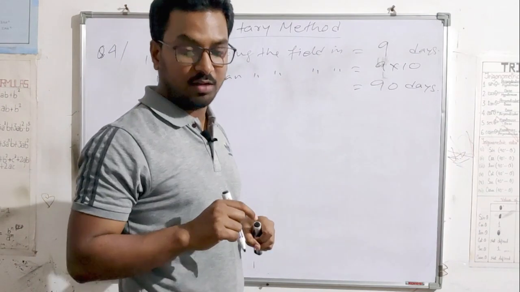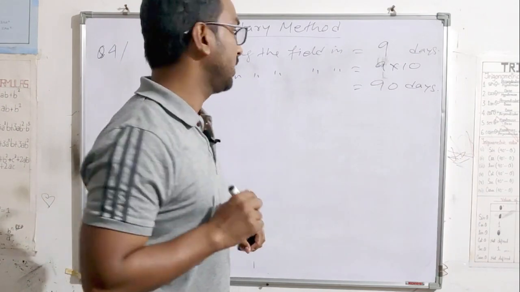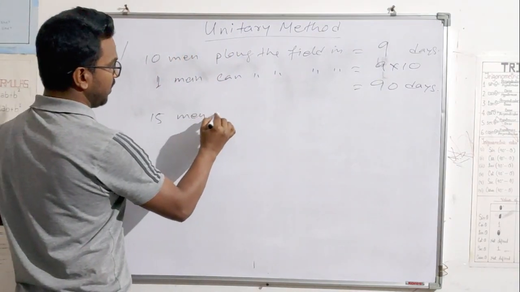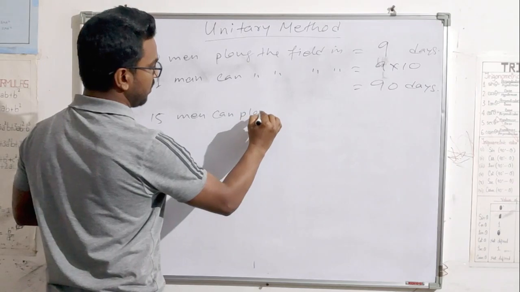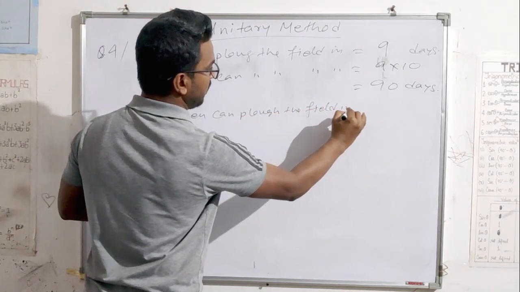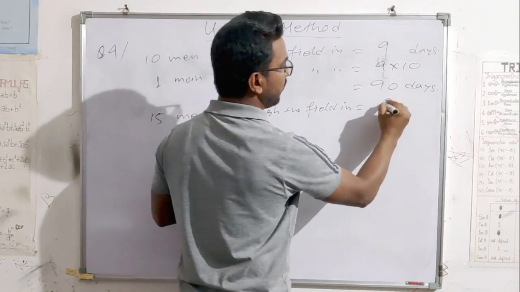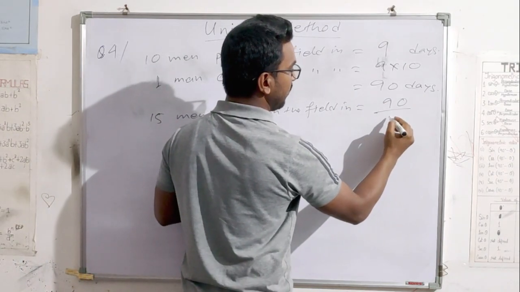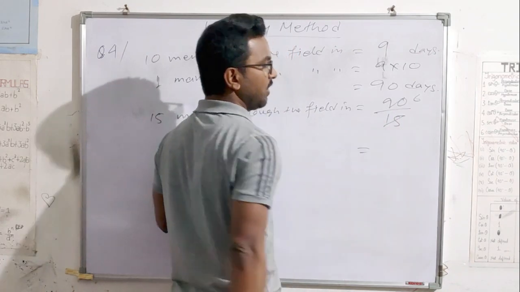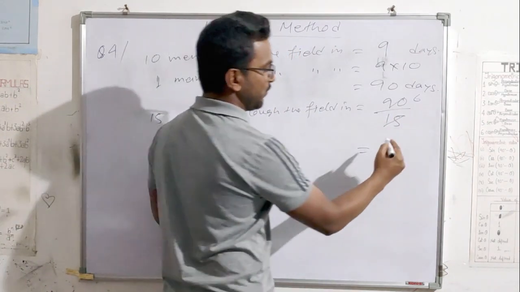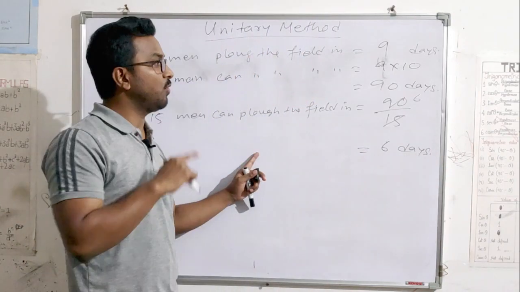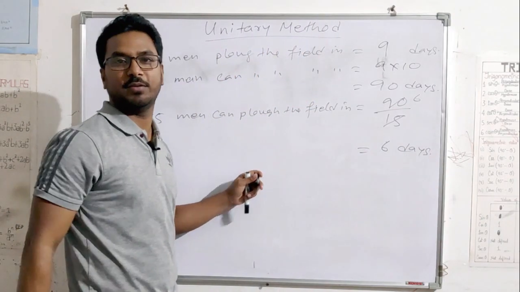Next you have to find, if there are 15 men, how many days it will take. So 15 men can finish the work in, what we will do here, we will divide. We'll divide by 15. So if you divide, it will be 6. 15 sixes are 90. So it will take 6 days. Work related questions you have to do in this way.